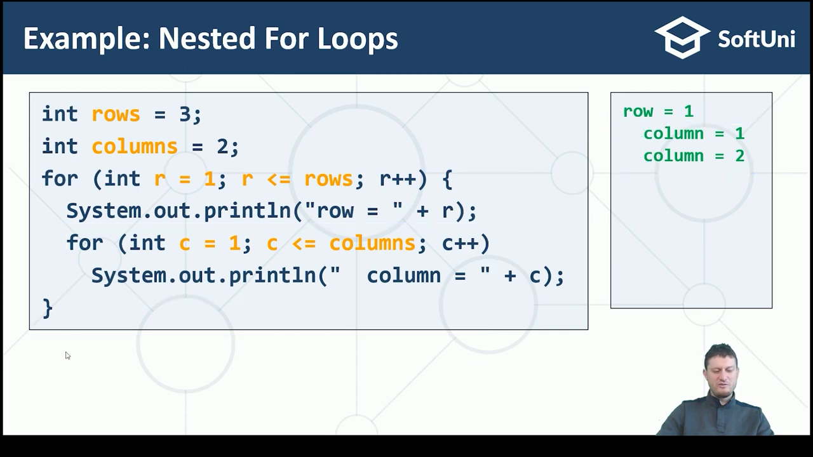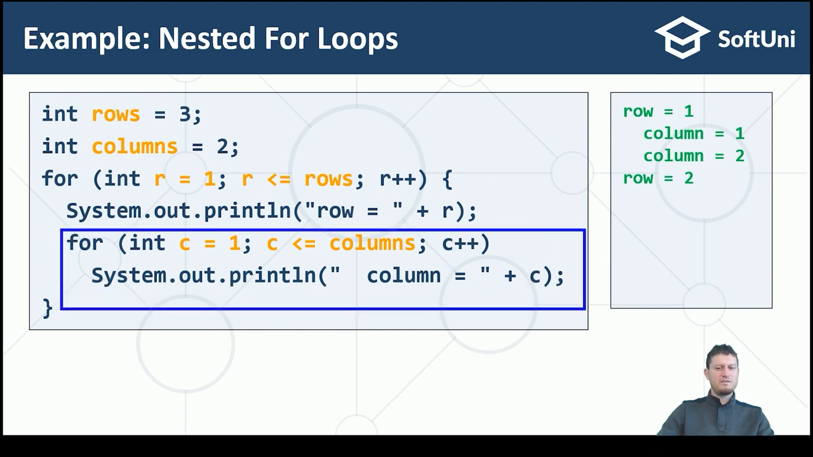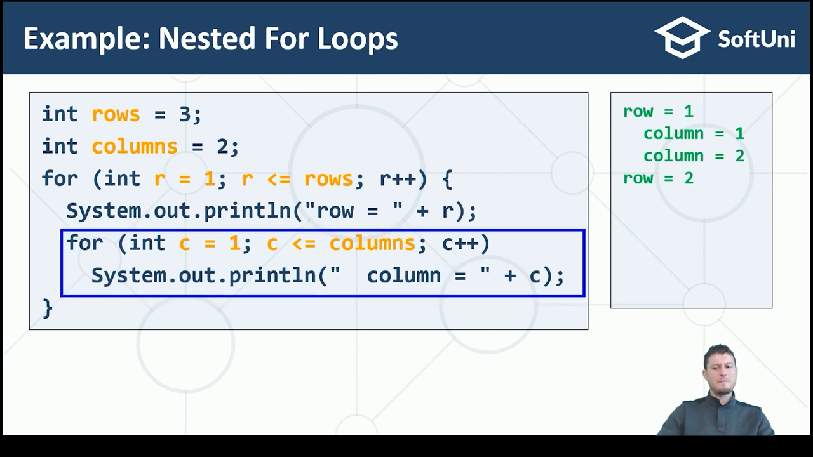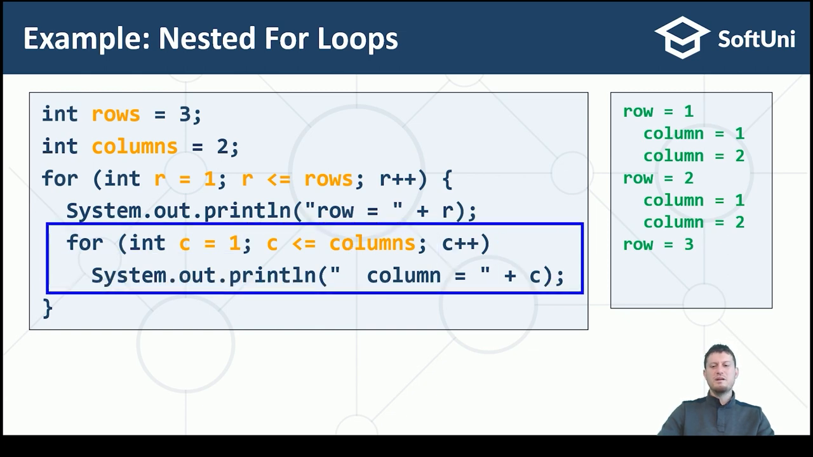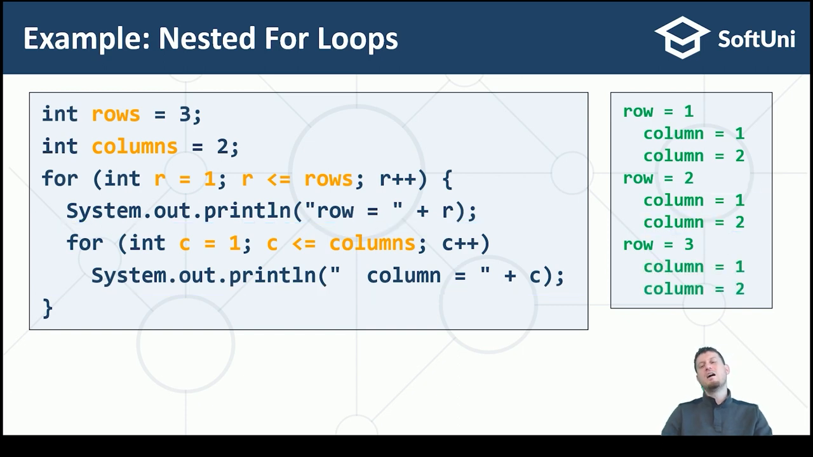At the next iteration, what will happen? R will be now 2, and the second row will be printed. In the second row, we need to print the columns 1 and 2. They will be printed. At the next iteration, the next row number 3 will be printed, and inside it, this loop will print column 1 and column 2. So this is how this works.